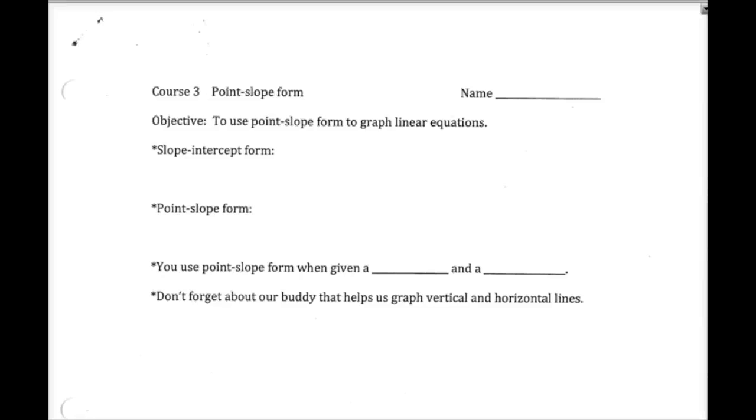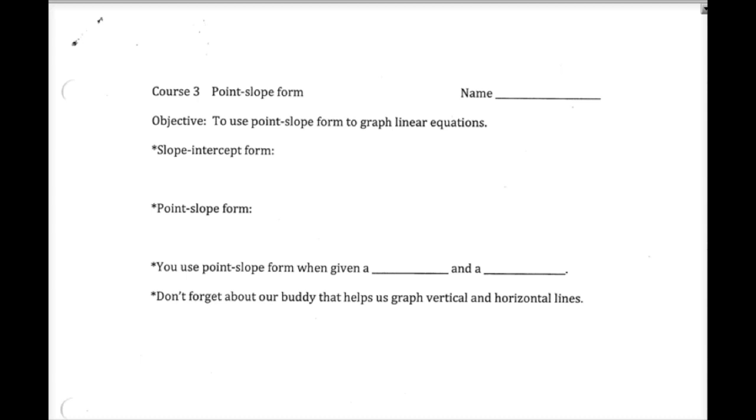All right, today, guys, we're going to talk about point-slope form. Yesterday we did slope-intercept form. And I know those are tough words, they're real similar, they look similar. Hard to keep them straight, but think about what we did yesterday. What's slope-intercept form? Let's just review a little bit.